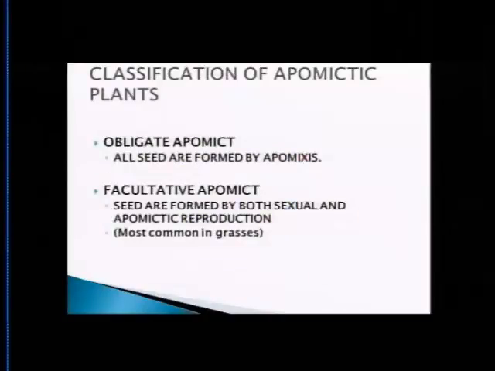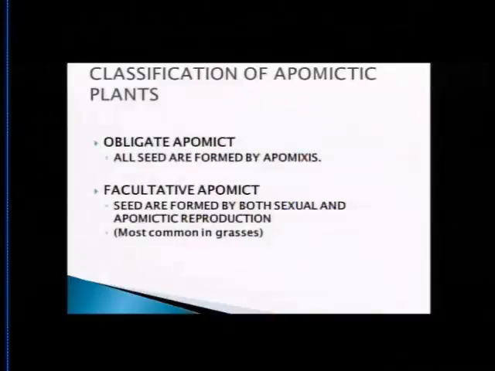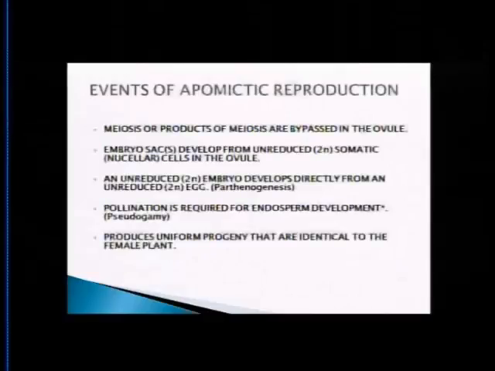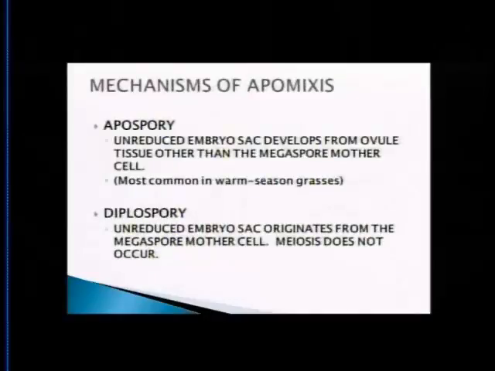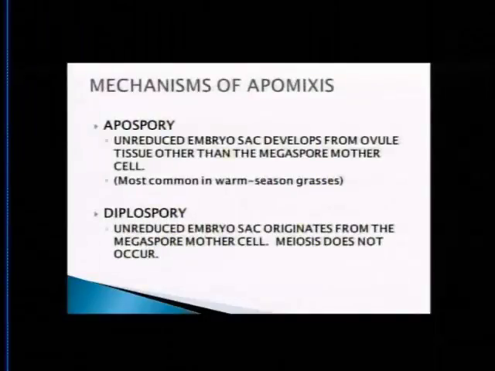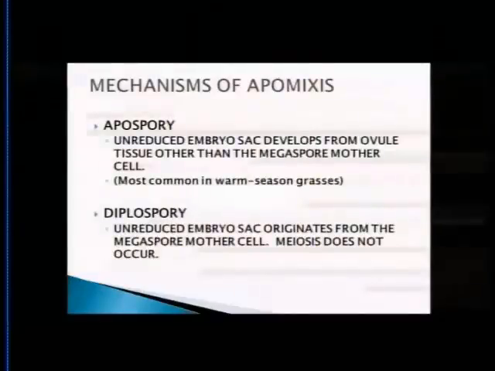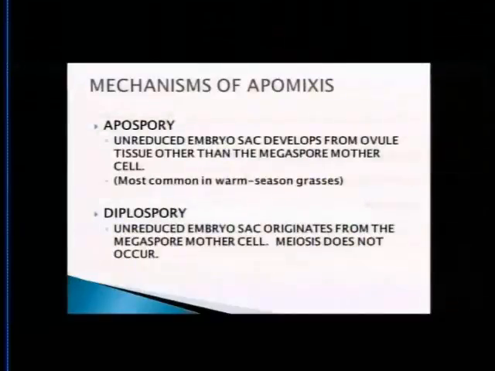Classification of apomictic plants. Did I go backwards? Well, the mechanisms, we have two types in grasses. Apospory is an unreduced embryo sac that develops from ovule tissue other than the megaspore mother cell. And this is most common in warm season grasses. And then we have another one called diplospory, in which the unreduced embryo sac originates from the megaspore mother cell. This is a cell that normally undergoes meiosis, but meiosis doesn't occur. And this may be a little bit of an overkill for you, but it is what I'll be going into.